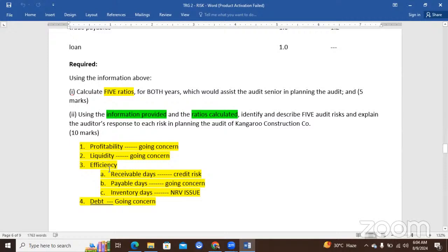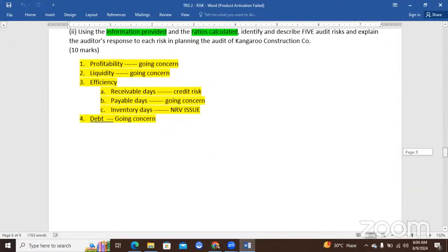Efficiency ratio, don't forget. Because the efficiency ratio is very, very important, because it is going to give us more information. Finally, debt ratios. These are the 4 types of ratios we should calculate.